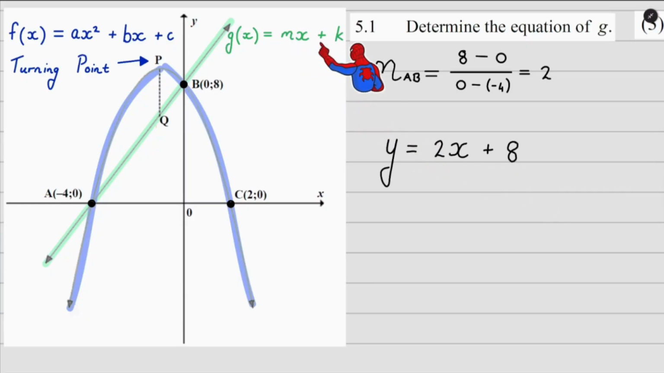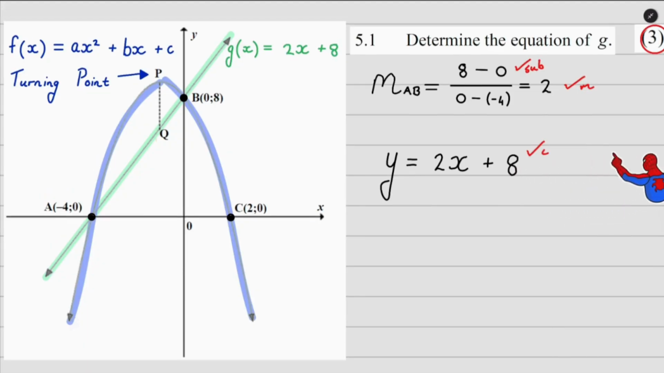So I'm going to fill it in here, and we're going to go through where the marks come from quickly. First mark comes from the substitution into the gradient formula. The second mark comes from the correct gradient of 2. And the third mark comes from the correct c value.